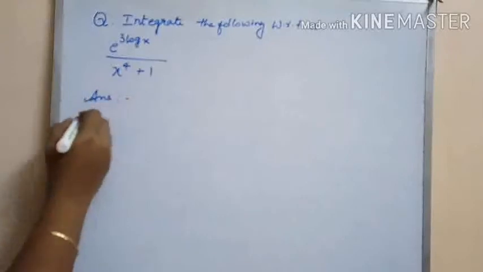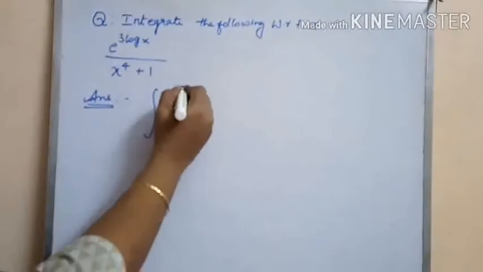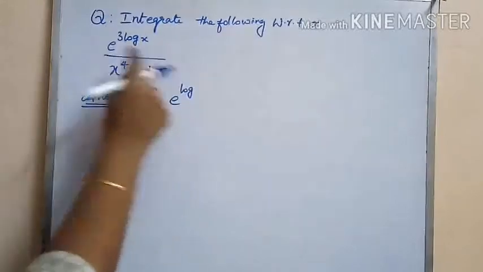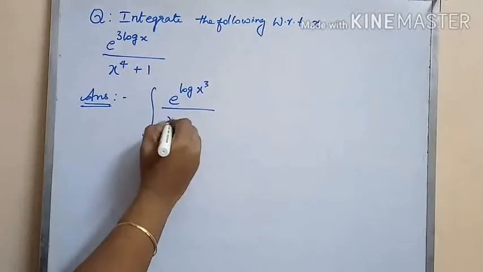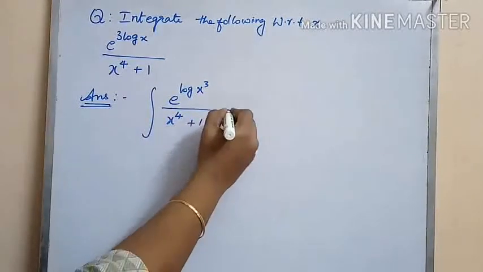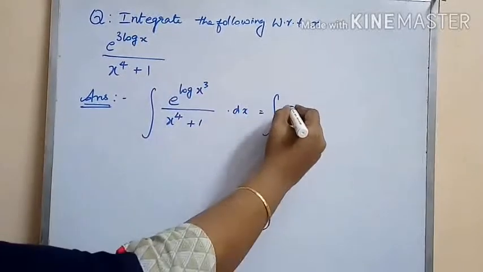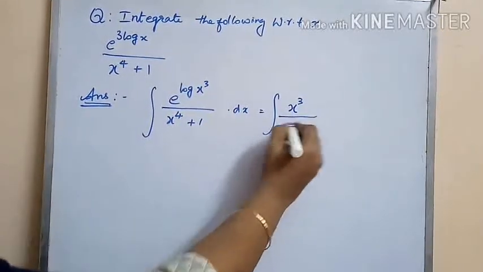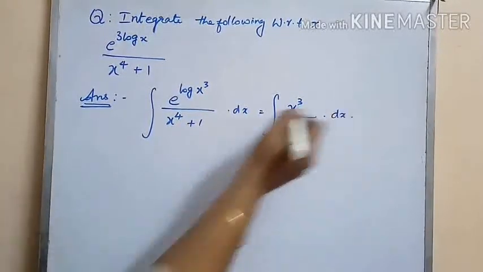The next problem is e^(3 log x) / (x⁴ + 1). It can be rewritten as e^(log x³) / (x⁴ + 1) dx. e and log get cancelled. So we get x³ / (x⁴ + 1) dx.